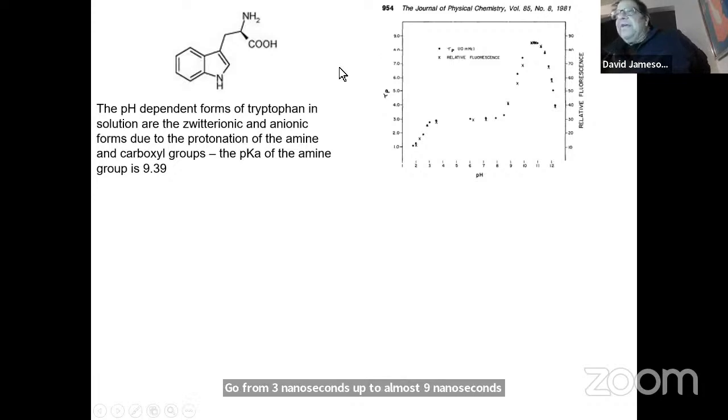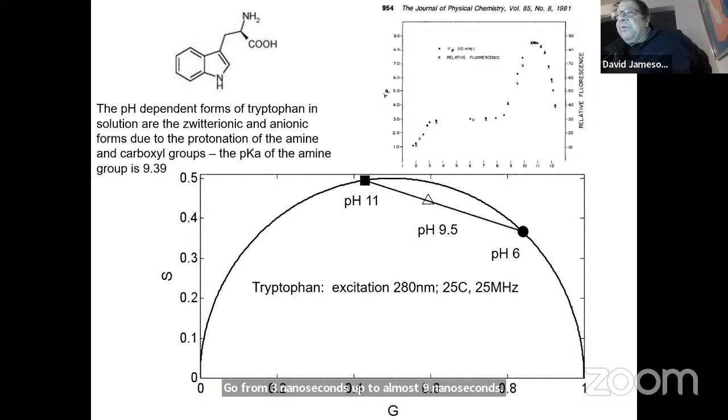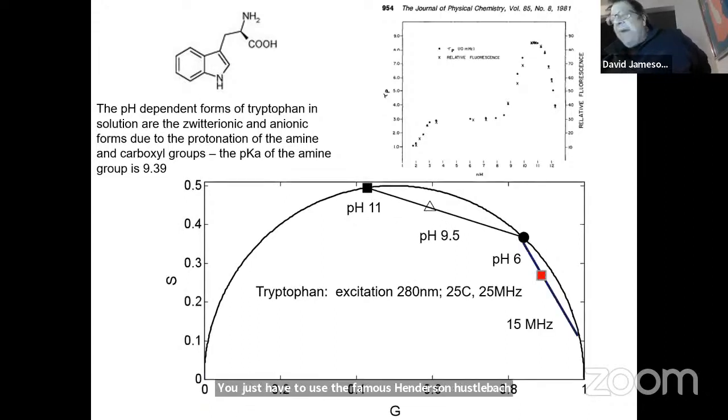Well, of course, that gives the idea that you can do a phasor plot, and basically at pH 11, you're over here at like 8.5, 8.7 nanoseconds, I think. At pH 6, you're down at 3. But any pH in between, you'll follow along this line in a known fashion. You just have to use the famous Henderson-Hasselbalch equation to get the fractions if you want. And you change the light modulation frequency, it just moves along that.